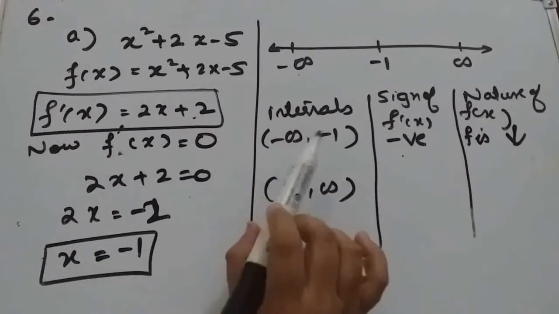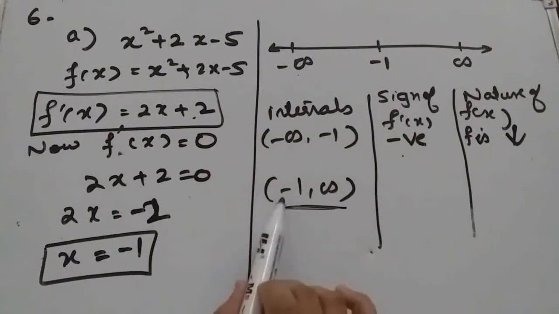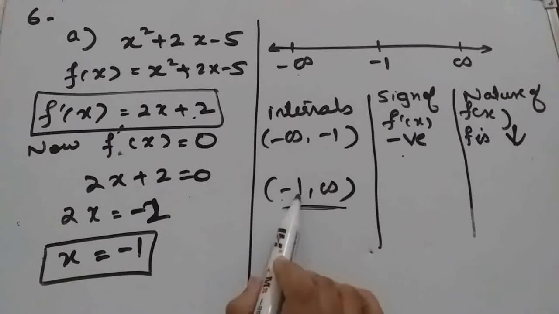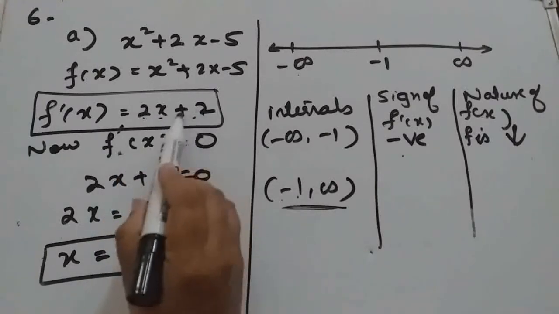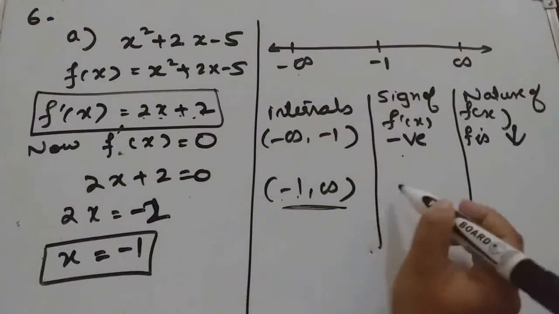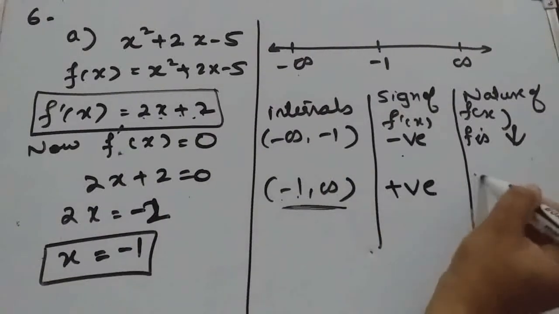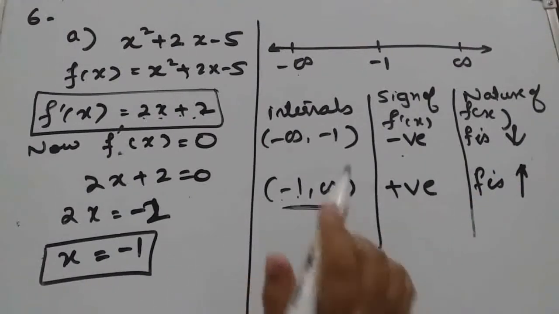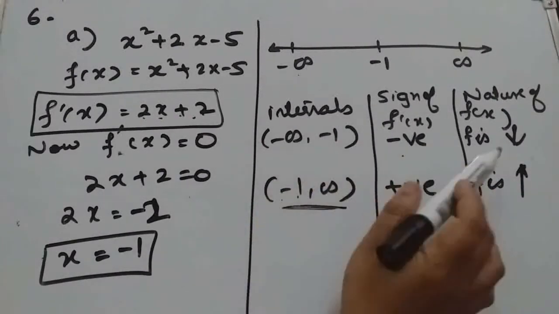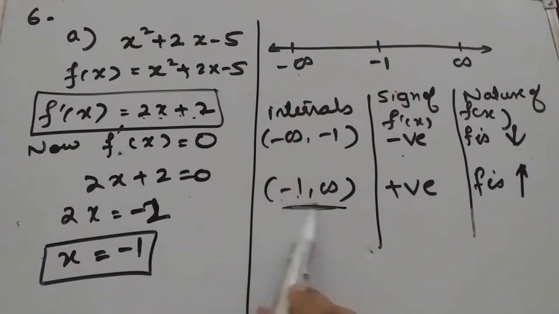Okay, and then in this interval greater than minus 1, suppose substitute 0 value. So 0 into 2 is 0, 2 plus 0 is 2. So a positive value we will get here. So the function is increasing. Okay, so we can write at last, in this interval the function is decreasing, and from minus 1 to infinity the function is increasing.